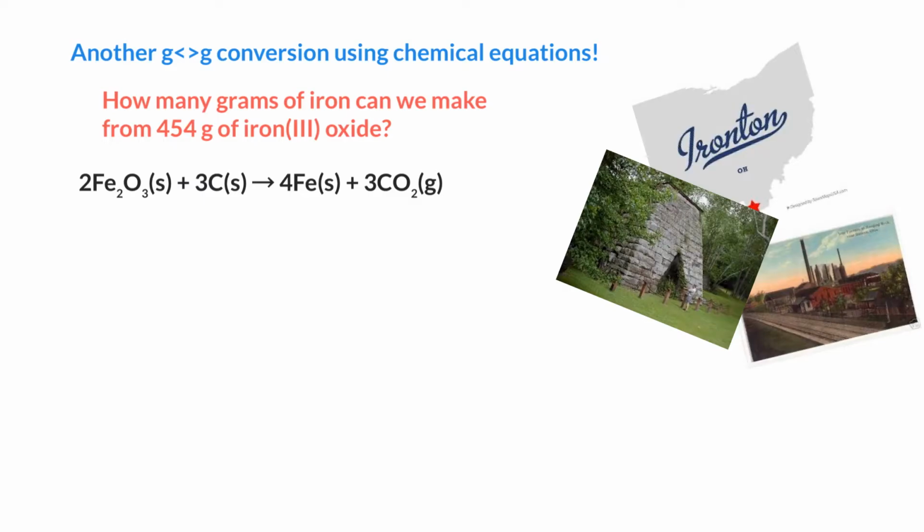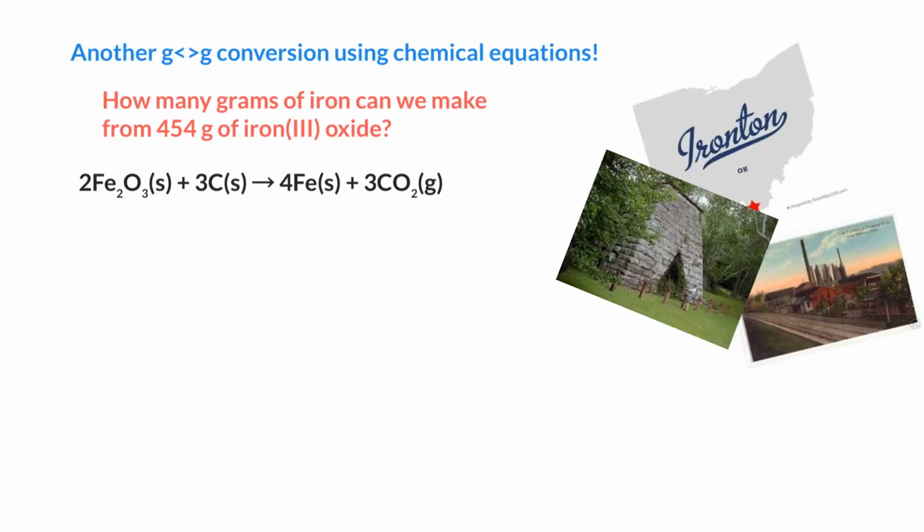So we can try another gram-gram conversion using chemical equations. There's a town just down the road from us called Ironton, and Ironton was famous because it took iron 3 oxide and turned it into iron. And we can calculate how many grams of iron we can make from 454 grams. That is a pound of iron 3 oxide.